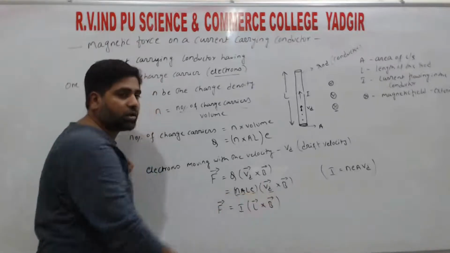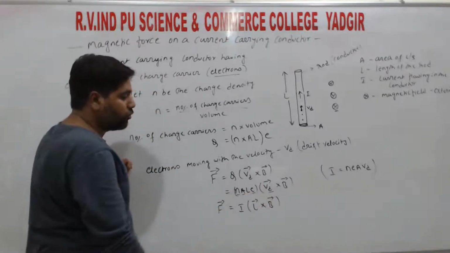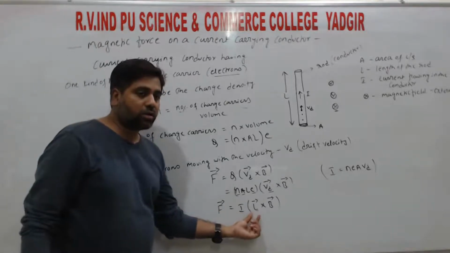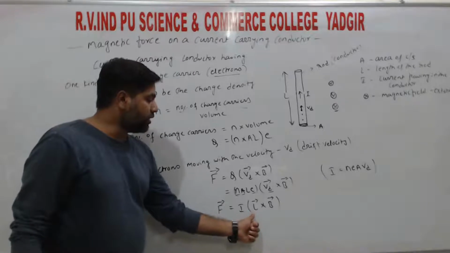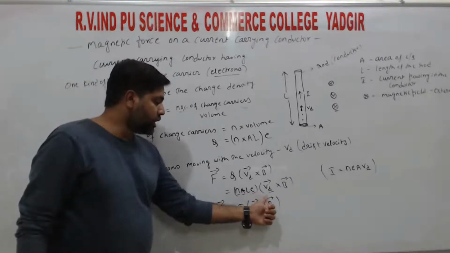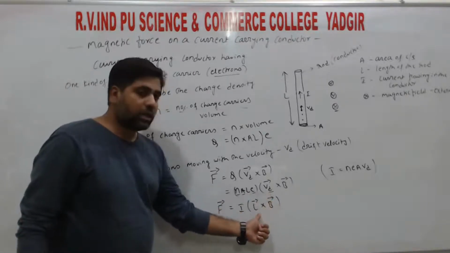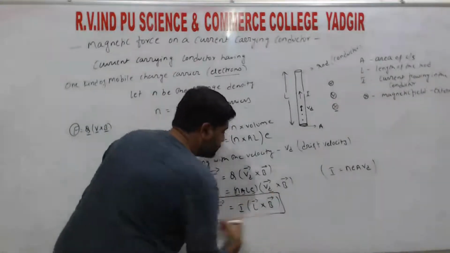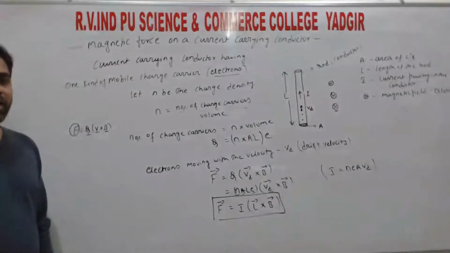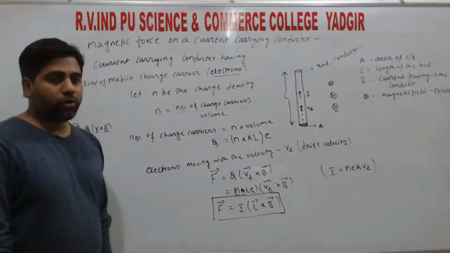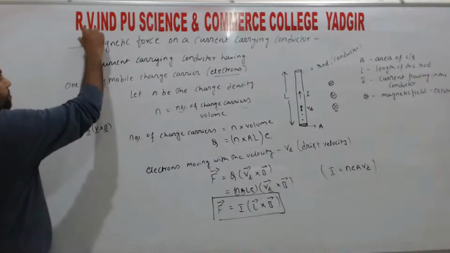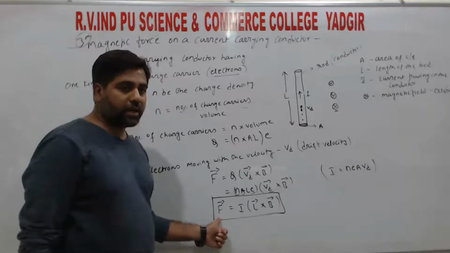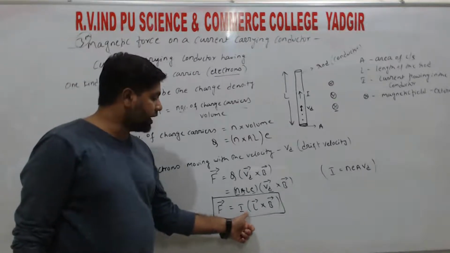This is similar to the area vector, right? Previously, when deriving Gauss's law, we called delta A or delta S the area vector. Here we have shifted the vector from velocity to the length. This is the force experienced by the current carrying conductor. This is very important for 3 marks, right? The force experienced by the current carrying conductor is given by F equal to I into L cross B.